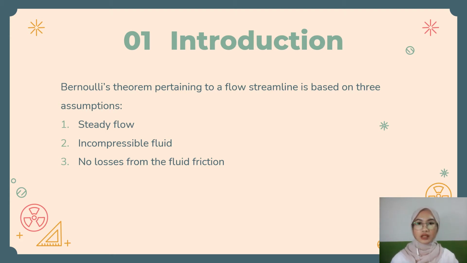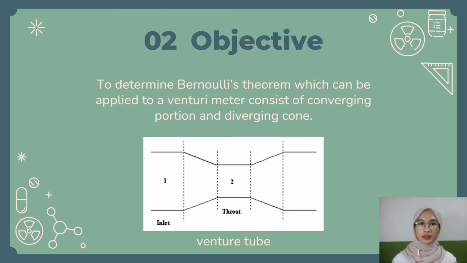The validity of Bernoulli's equation will be examined in this experiment. The objective of this experiment is to determine Bernoulli's theorem, which can be applied to a venturimeter, consisting of a converging portion and a diverging cone. The diagram shows a venturi tube.